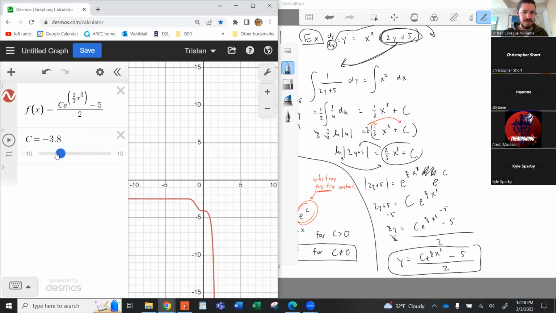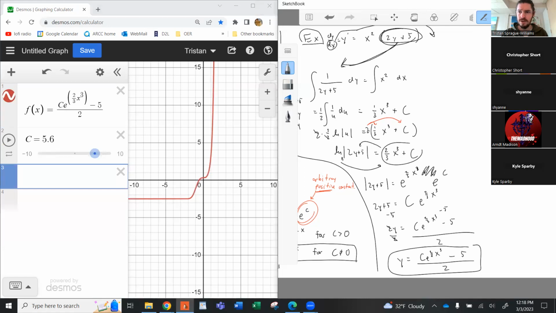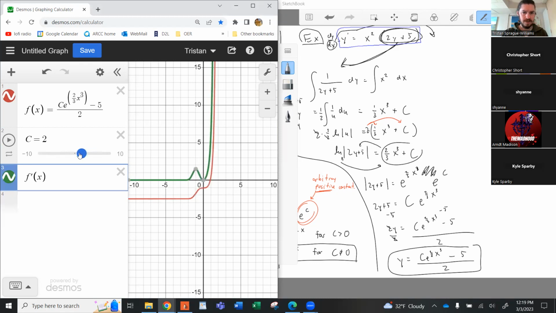Here are my solutions, right? Here's the solutions for various constant values, positive and negative constant values. Okay, so these are what the solutions look like. And now if I want to check to make sure they satisfy the original differential equation, looking back at our work here, this was the original differential equation, right? It's y prime equals x squared times 2y plus 5. So what I want to do is I want to graph y prime. That's my f prime of x. There we go. So that green graph is now the derivative.